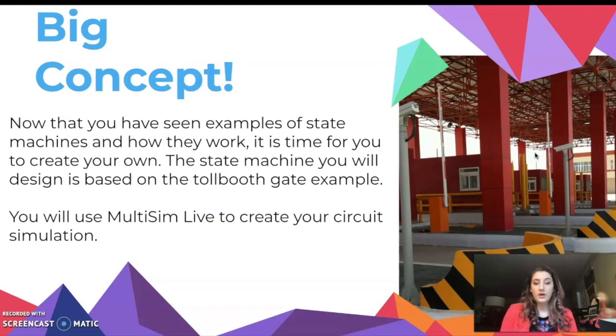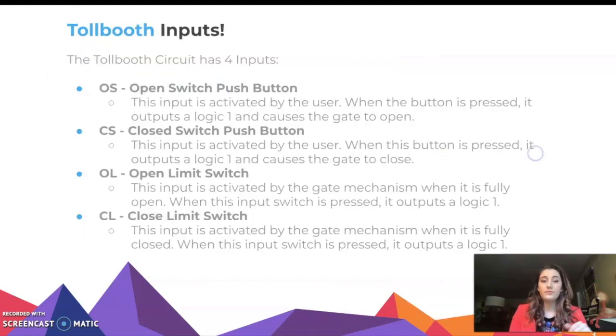Okay, everyone, so starting with your activity guide, the first thing that we are going to look at is, of course, the big concept. Now, you've seen a few examples of state machines and you've learned how they worked. So now it's time for you to go rogue and create your own. I will be giving you a template in Multisim to guide you towards creating the toll booth, but you will be in Multisim Live to create the circuit simulation, and you'll be submitting a worksheet.